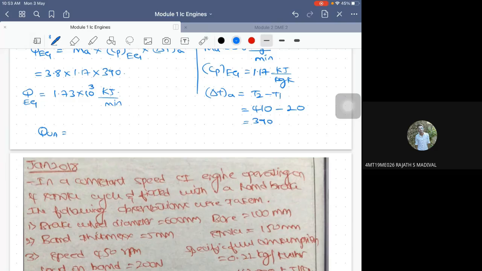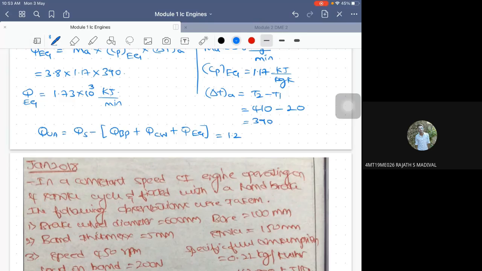Just write it. It is QS minus all this. It is QBP plus QCW plus QEG. How much is the value? Unaccounted? 1.23.